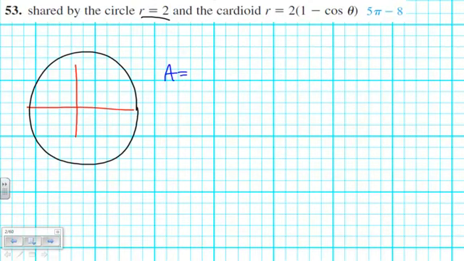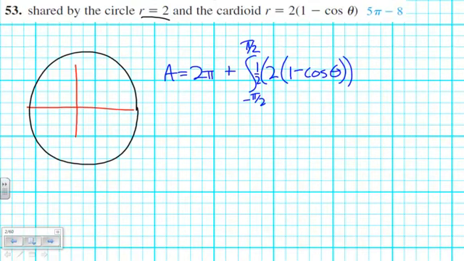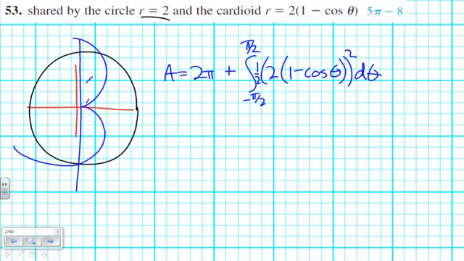So what do we end up having? The two parts of the area can then be described as 2 pi plus the integral from negative pi over 2 to pi over 2 of 1/2 times (2 minus 1 minus cosine theta) squared d theta. All of this is r, so square all of it. And then again, because of symmetry, essentially that cardioid looks like this. Because those two cheeks are the same area, we could double and only go from 0 to pi over 2.